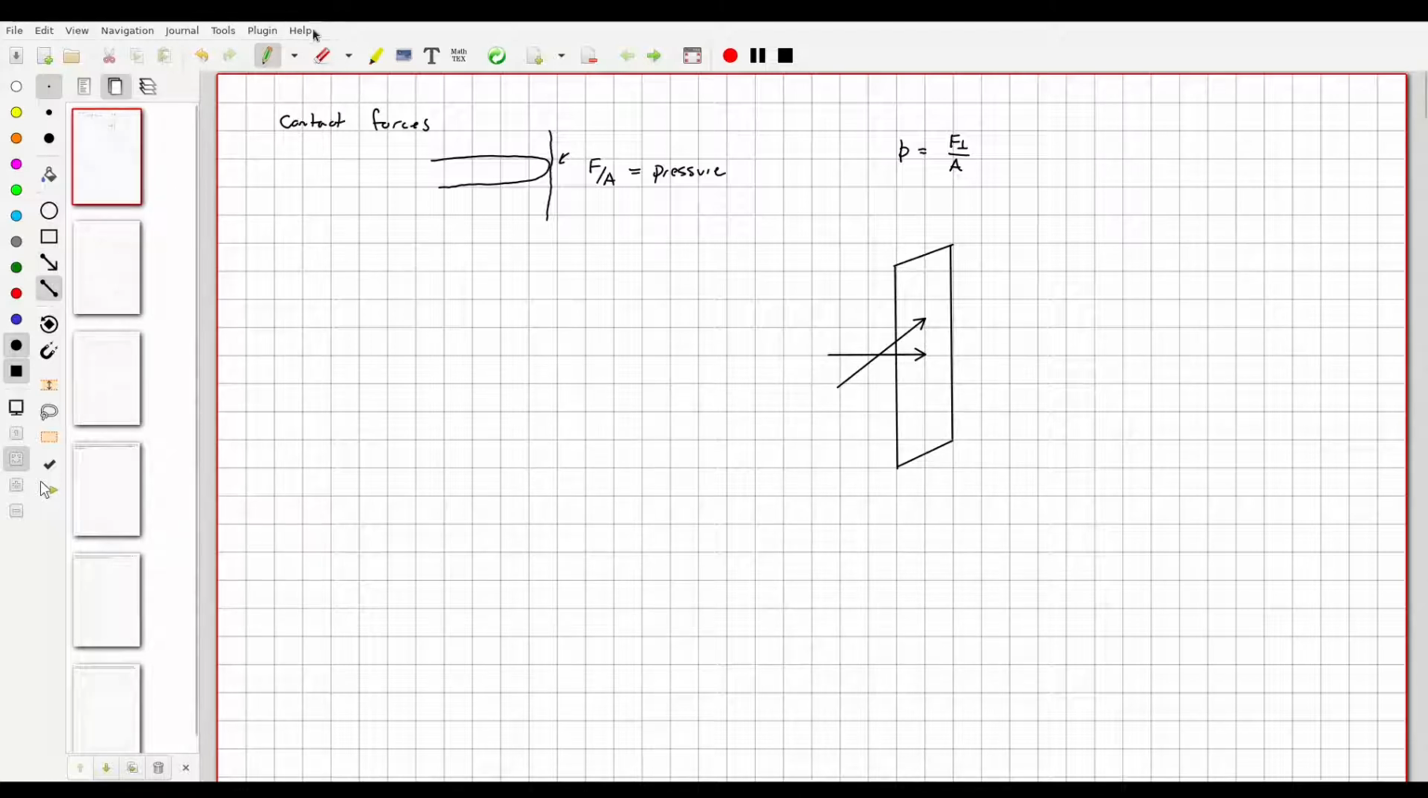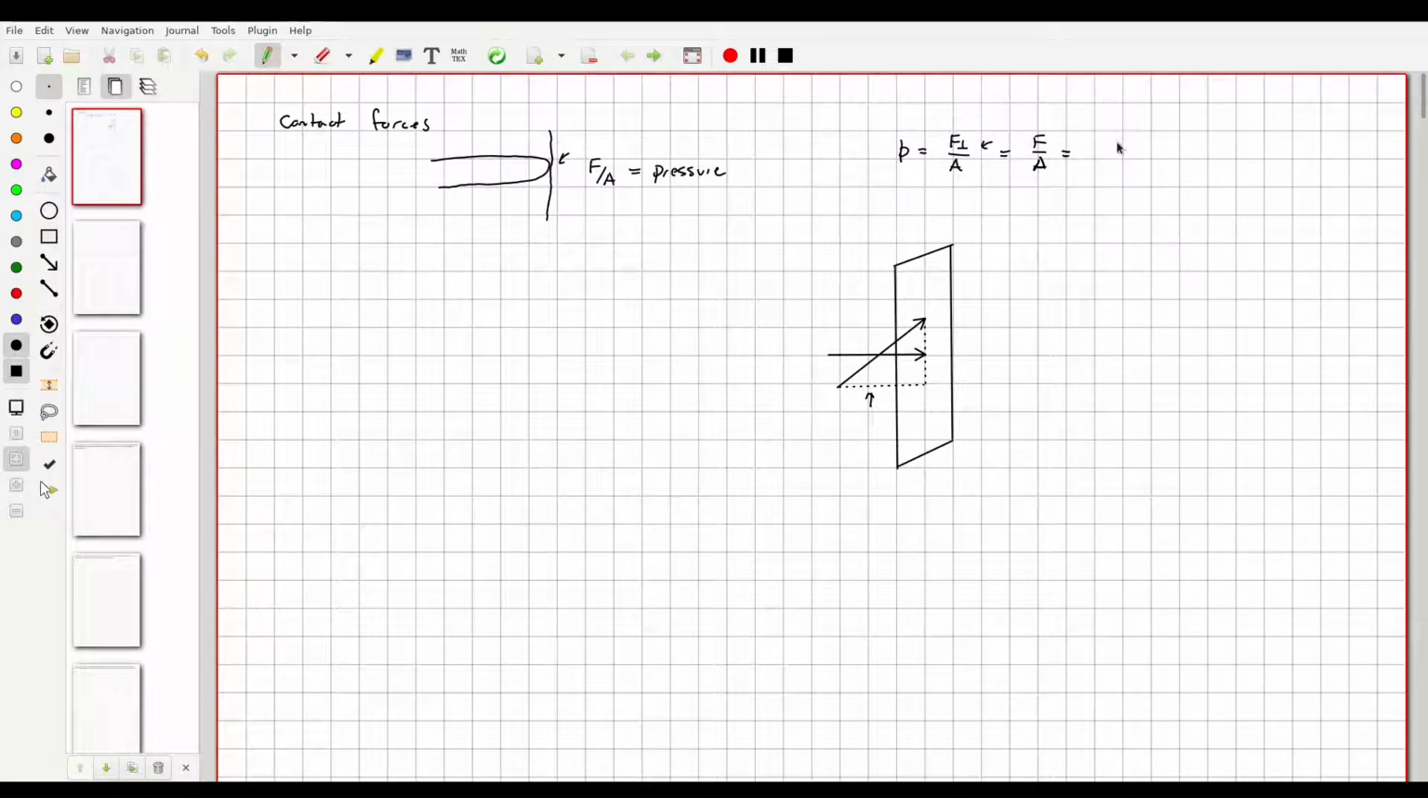Well, if you think about this force here being broken up into pieces, you'd have a piece that's directly into the surface, and then you have a piece that is parallel to the surface. So the part that we're interested in is this part right here, the perpendicular part. It's perpendicular to the plane of the surface. So as a consequence, we call that F perpendicular, or we just let it be known that that's what we're dealing with, and we just call it force over area.